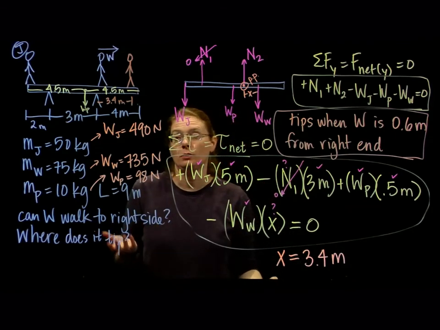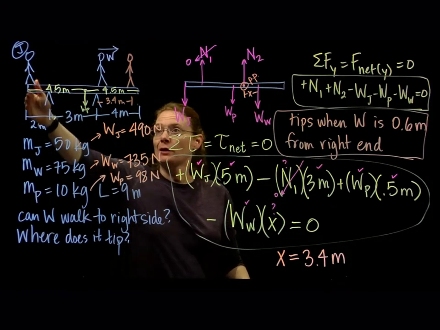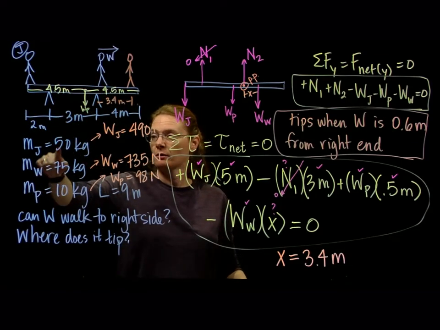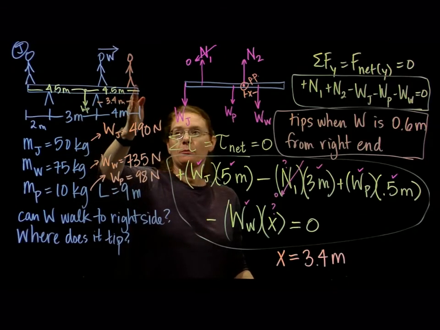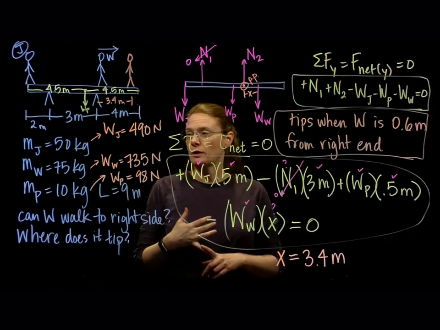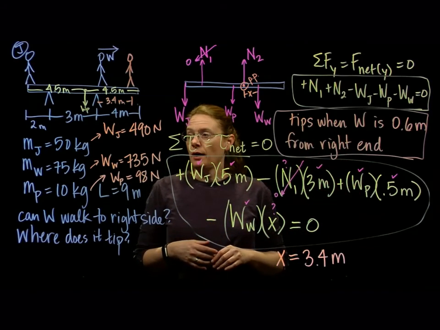Is it reasonable? Well, yeah. Jeeves is helping hold it down on this side, and Wooster's heavier by quite a bit, so I wouldn't expect him to be able to go all the way. It seems reasonable. And we've answered the question. We've got the units, 0.6 meters, and I think we've got it.